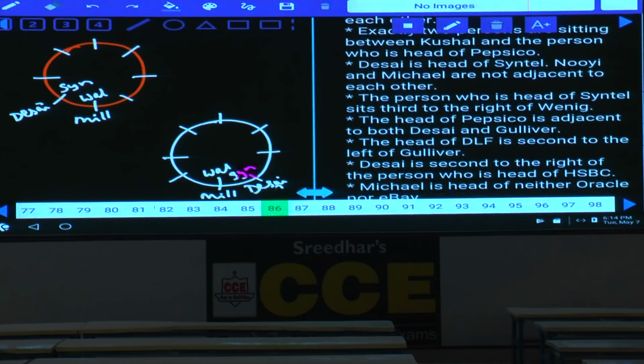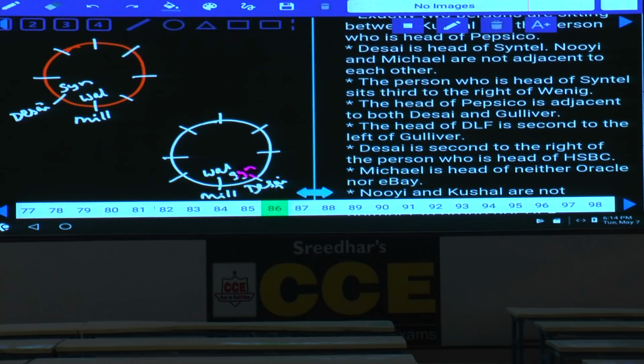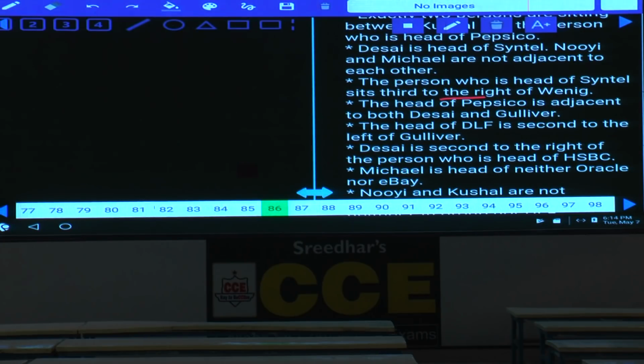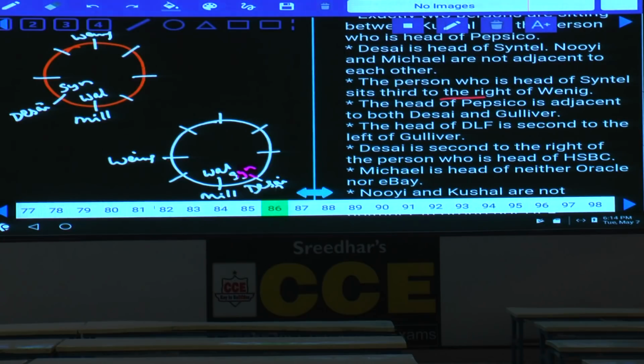And the next one, the person who is the head of Sintel sits out to the right of Wing. Sintel sits out to the right of Wing. Hence in this case, Wing must be at this place. Now in this case, Sintel, that is Desai, is out to the right hand side of Wing. Isn't it? Now out to the right of whom? Out to the right of Wing. Clear? And Wing is here. And the person who is the head of Sintel sits out to the right of Wing.